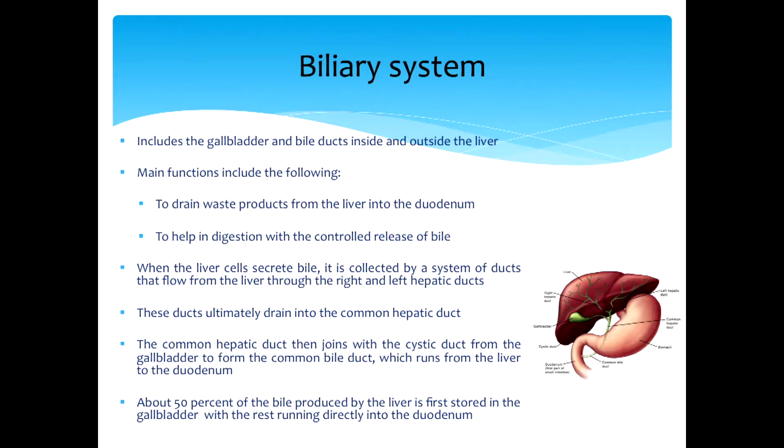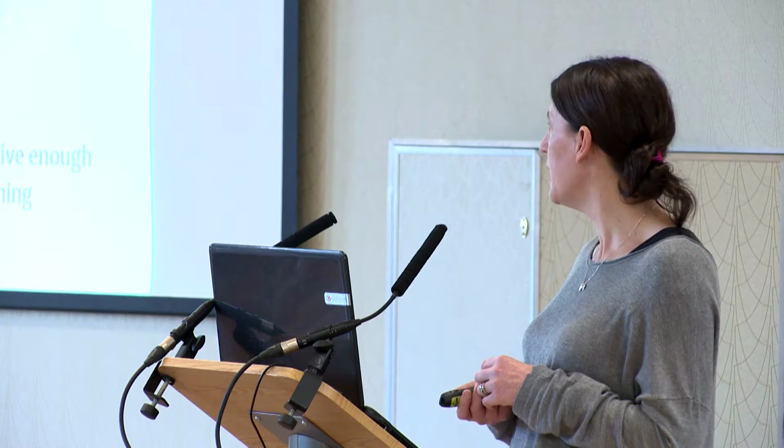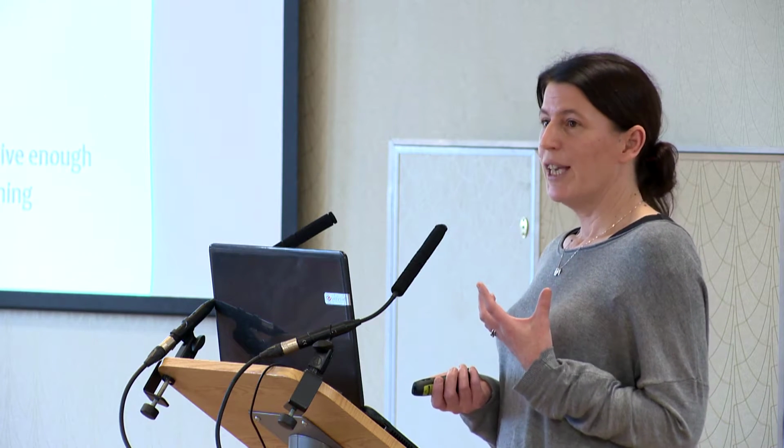So when the liver cells secrete bile, you get it collected by a system of ducts. These flow through the liver to the right and left hepatic ducts. The ducts drain into the common hepatic duct, and then that's joined by the cystic duct from the gallbladder to form the common bile duct. And this is where the bile runs from the liver into the duodenum. So about 50% of bile is stored within the gallbladder if you have one, and the rest will run directly into the duodenum. It's an amazing organ, as I've said.